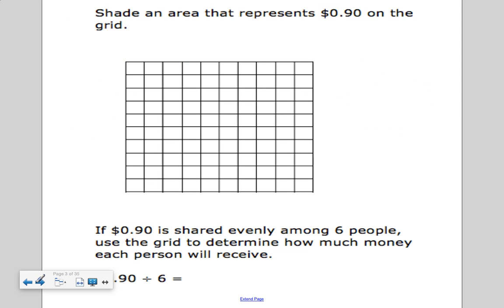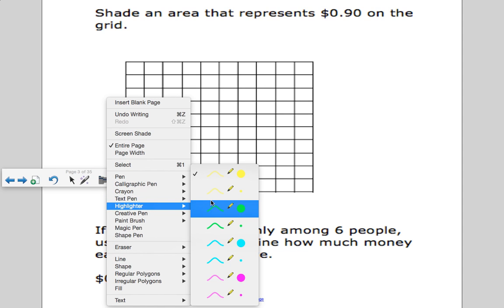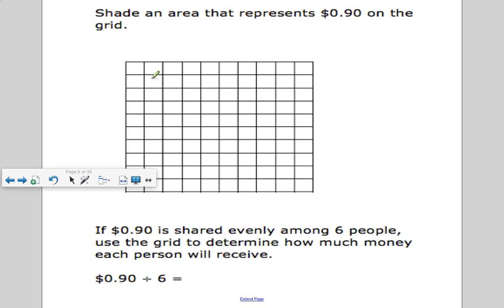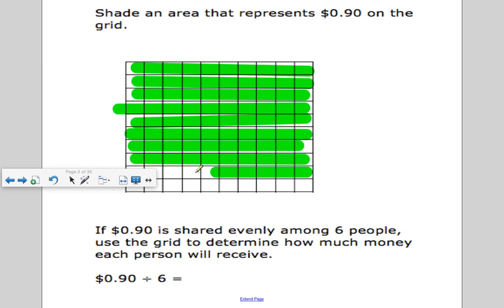Alright, so now we're going to focus on dividing decimals. Shade an area. Let's take out my trusty highlighter. They want me to shade an area that represents 90 cents. So in other words, shade 10 cents, 20 cents, 30 cents. Can I just shade in everything but the last row? Next one, next one, next one, next one, and next one. So that's 90 hundredths. If 90 cents is shared evenly among 6 people, use the grid to determine how much money each person will receive.